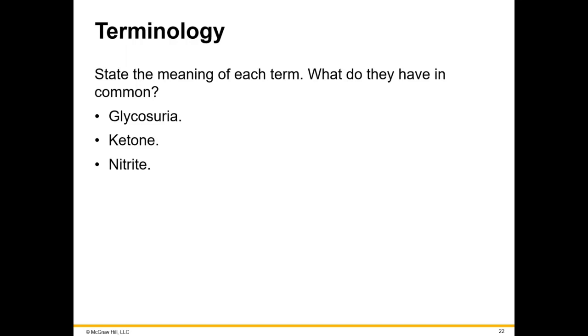Nitrite is a chemical formed in the bladder in the presence of bacteria. So they're all found in urine, but in different diseases, if that makes sense. So the thing that they have in common is they're all a sign and symptom of a disease of some sort that your body is trying to fight or is losing, actually, because this is being found in your urine.